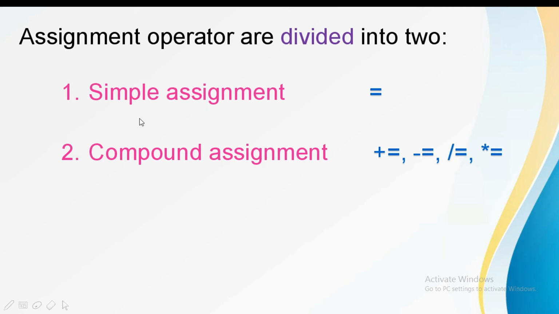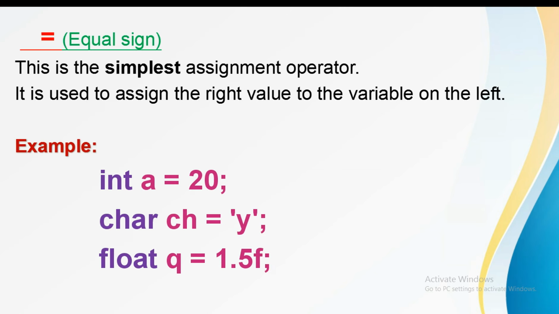We have two types of assignment operator, or assignment operator zimegawanyishwa mara mbili. Kuna simple assignment na kuna compound assignment. Simple assignment ni only equal sign. Compound kuna plus equals, minus equals, division equals, multiplication equals. So we are going to look one by one. Tutaangalia moja kwa moja. Tutaanza na ya kwanza yenye iko equal sign.